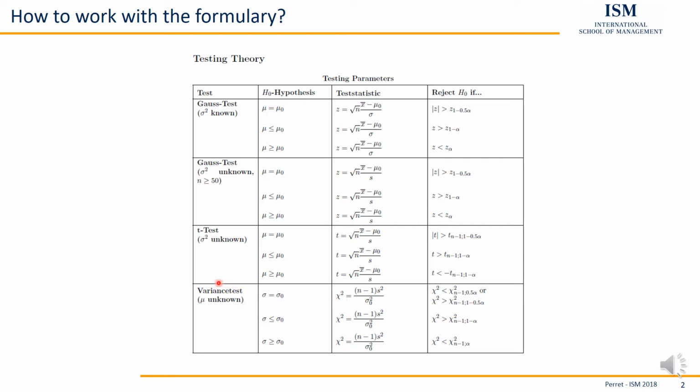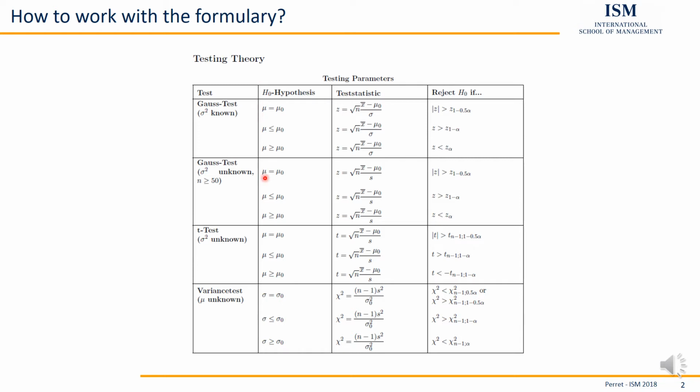We have, as an addition, and that's why it's only called testing parameters, down here, also the version where we can test whether the real variance is equal to a given value or different from it.